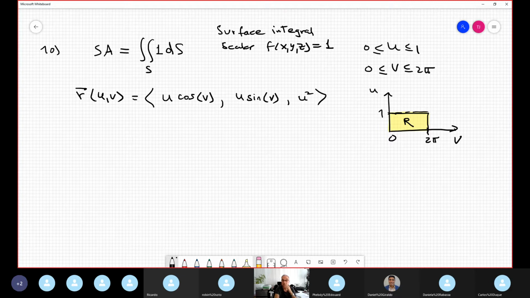Circle, no. Gerardo says circle, no, wrong. Circle is not a surface. When you see circle, maybe you say disc, because circle is the circumference. However, the surface is a surface, no? It's not a curve, it's a surface. So maybe you say this, but no, it's not this. It's another thing.